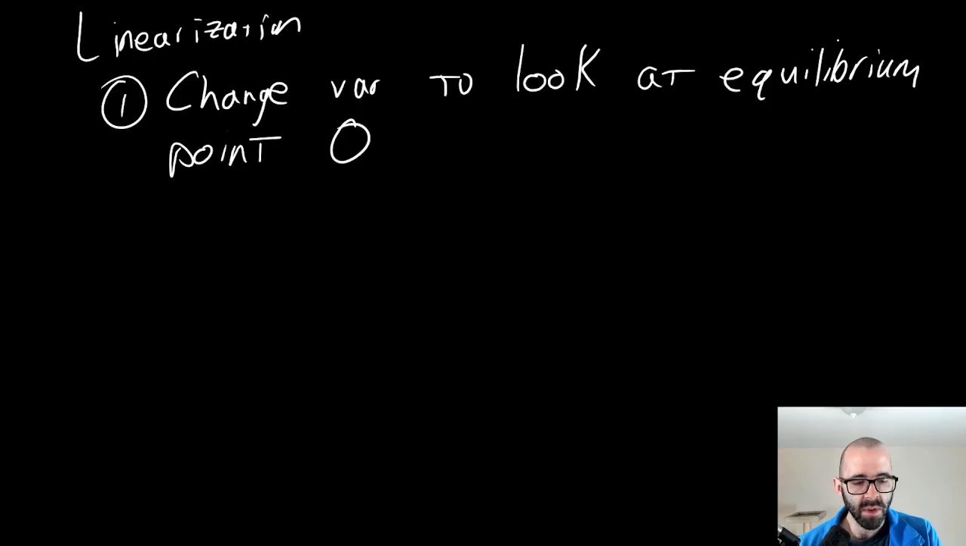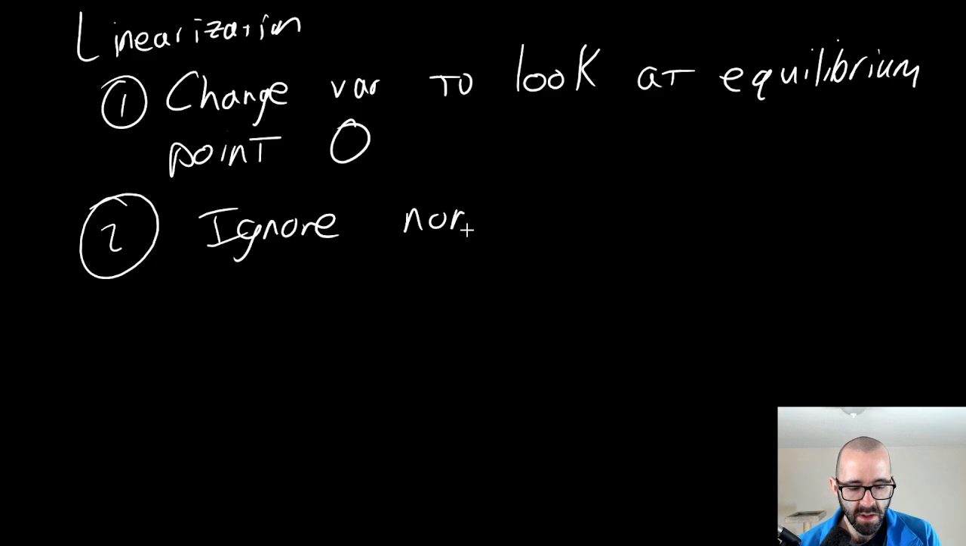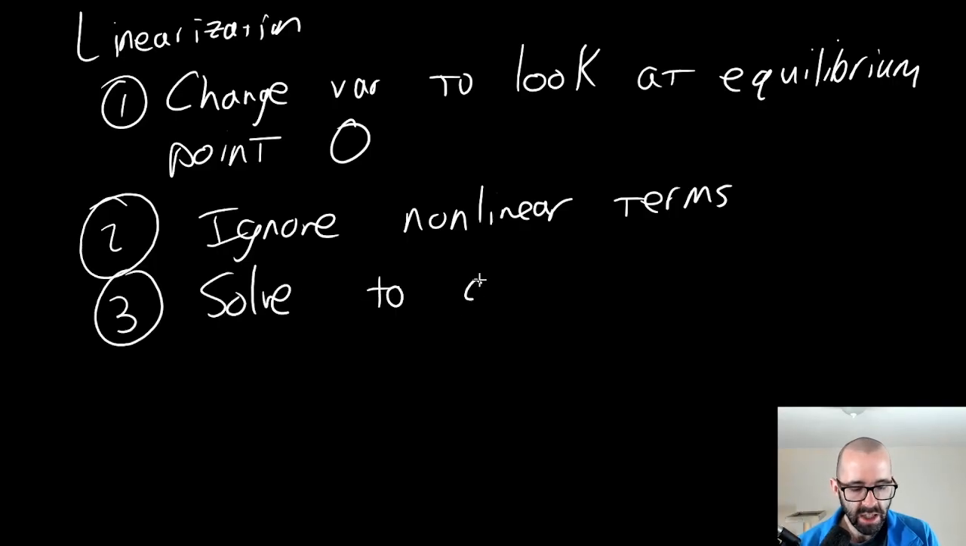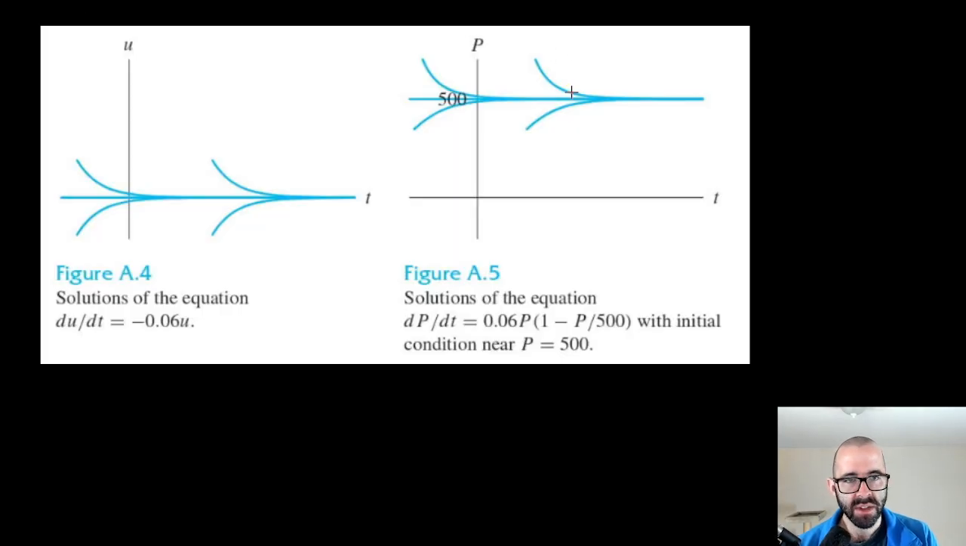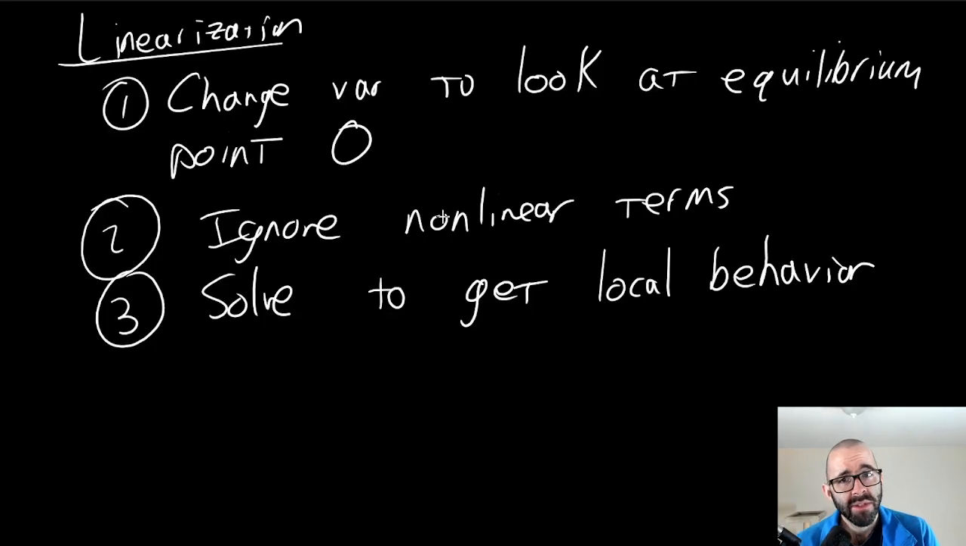So in the last example, we only had to change the variable for one of the equilibrium points. Because one of the equilibrium points was already 0, we didn't have to do a change of variables that time. All right, and then essentially we're ignoring the nonlinear terms to get local, and then again, we can solve to get local behavior around that equilibrium. And that's what this technique of linearization is really all about. Locally, what's happening around an equilibrium point. Sometimes we can't find the full solution, but we can linearize. That makes the equation a lot simpler, and we can see how things are behaving locally.